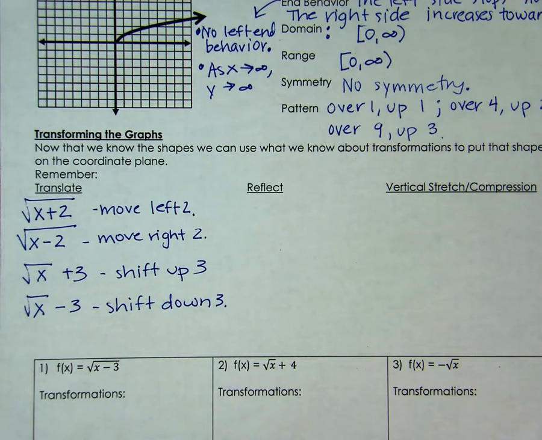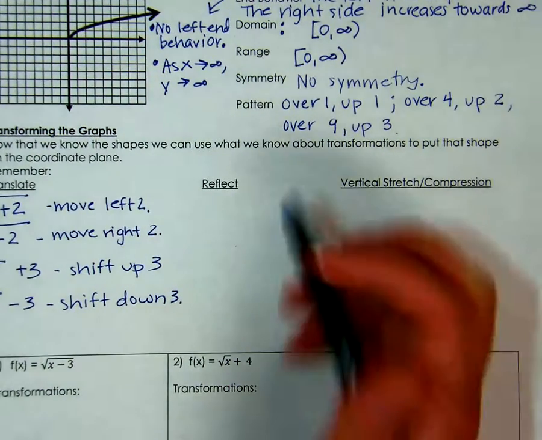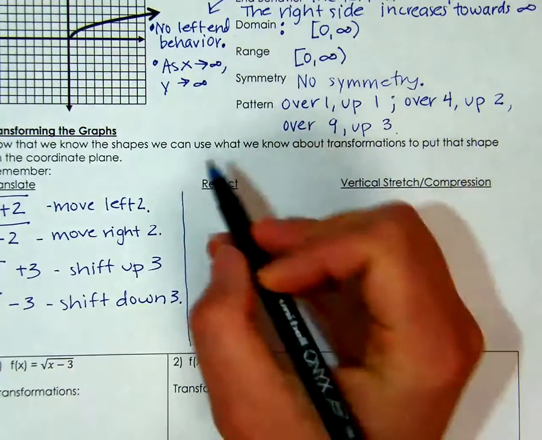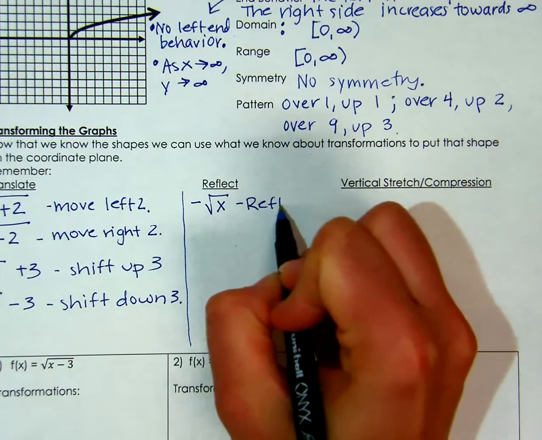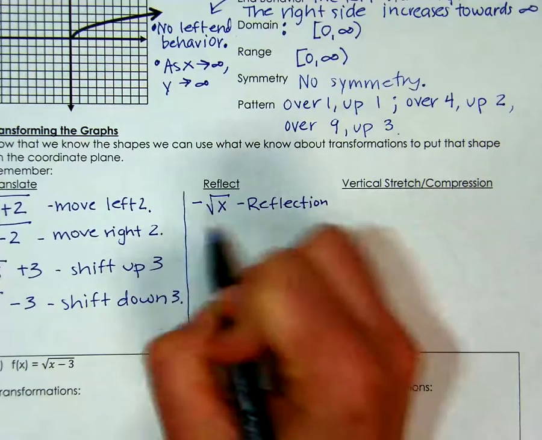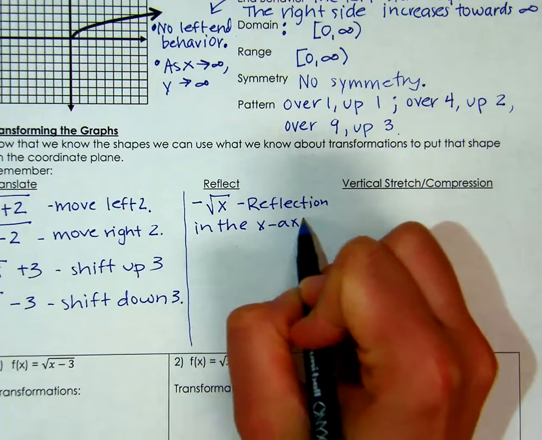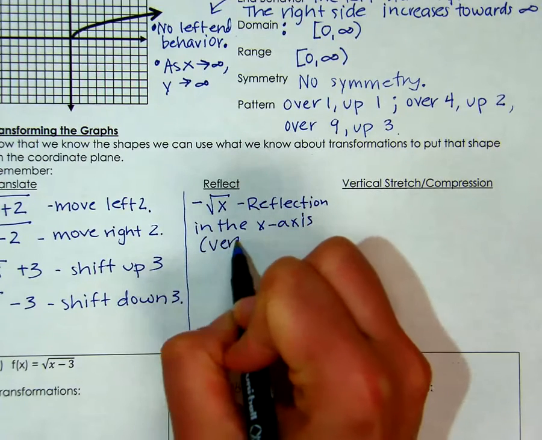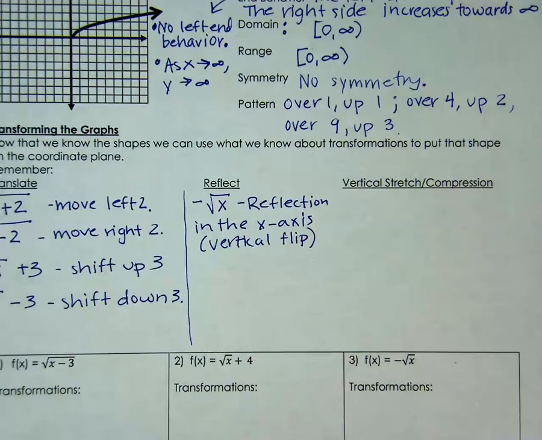Reflections are going to follow, again, a very similar pattern to what we've done in the past. If you have a negative on the outside of the square root, this is going to be a reflection in the x-axis, which is a vertical flip. That's the typical type of flip that we'll be talking about throughout this unit because our y values change. When our y values became their opposite, it was a reflection over the x-axis.